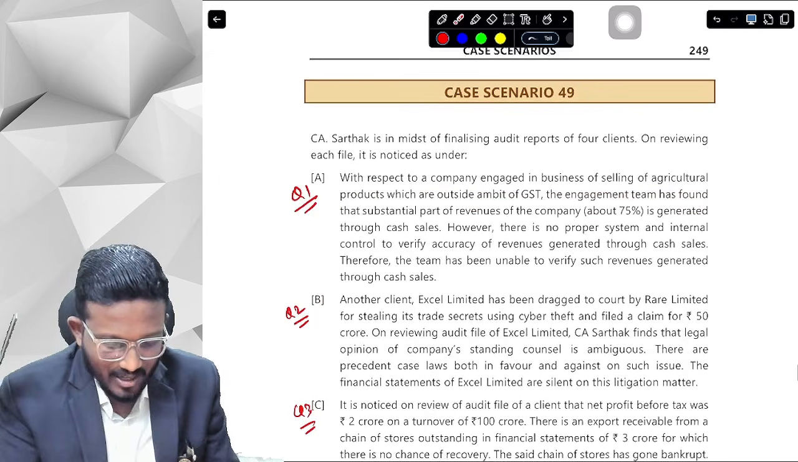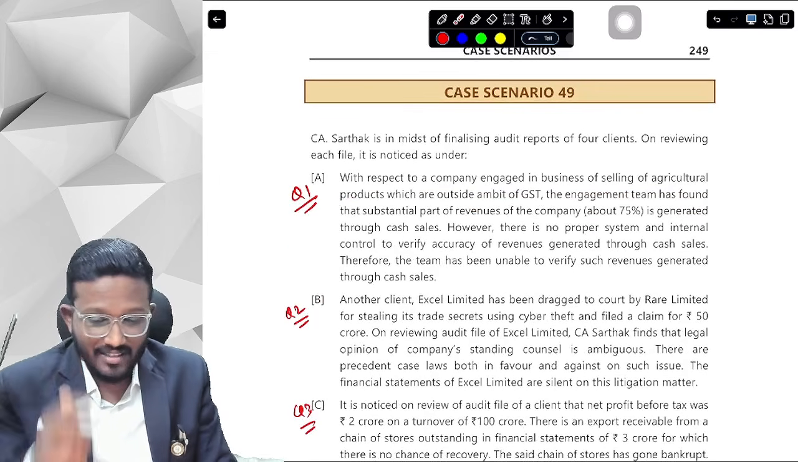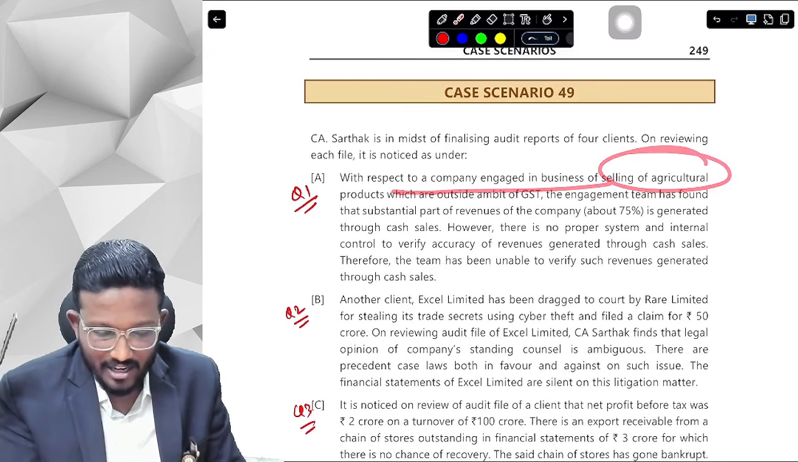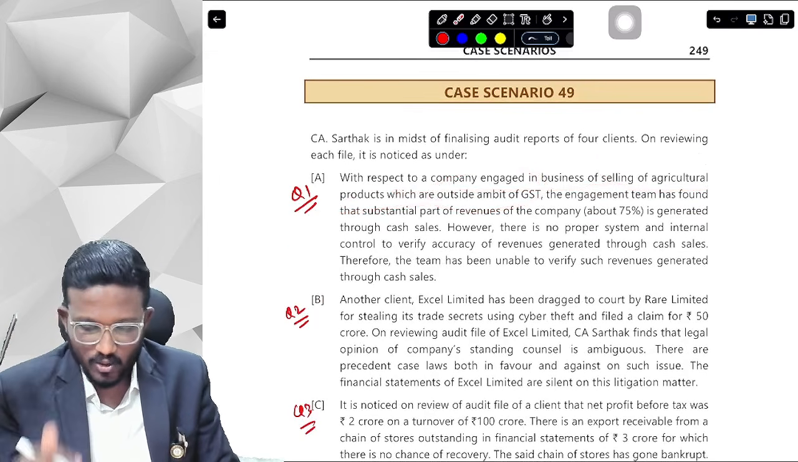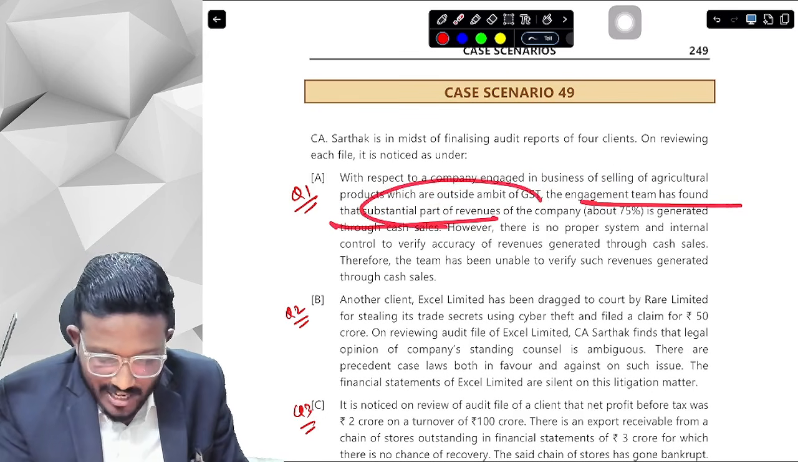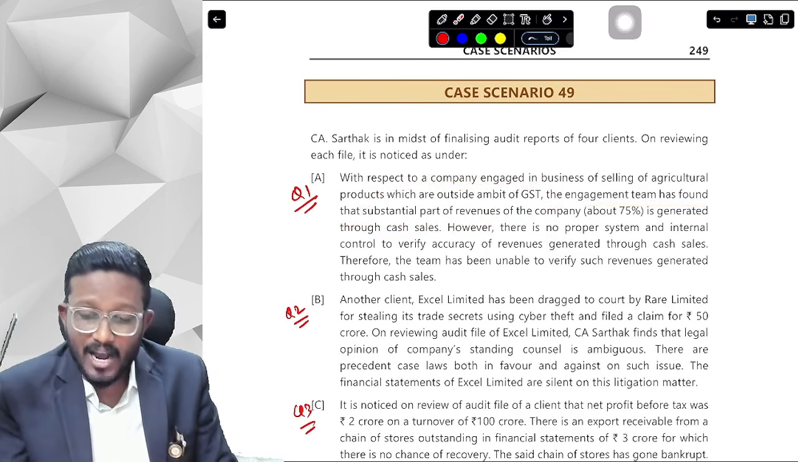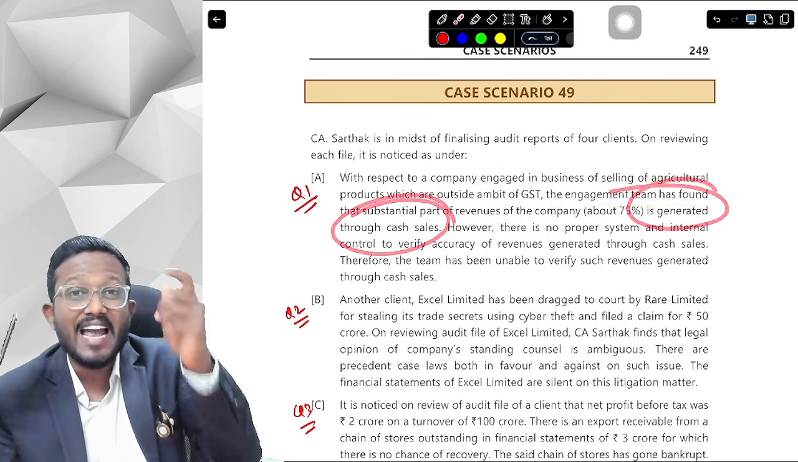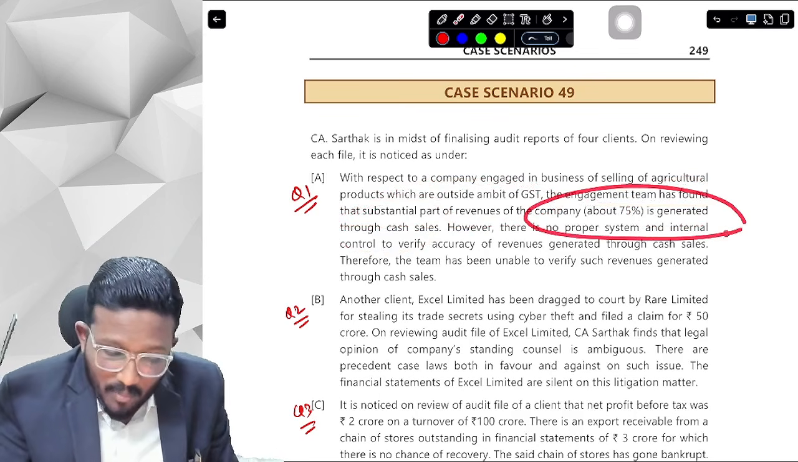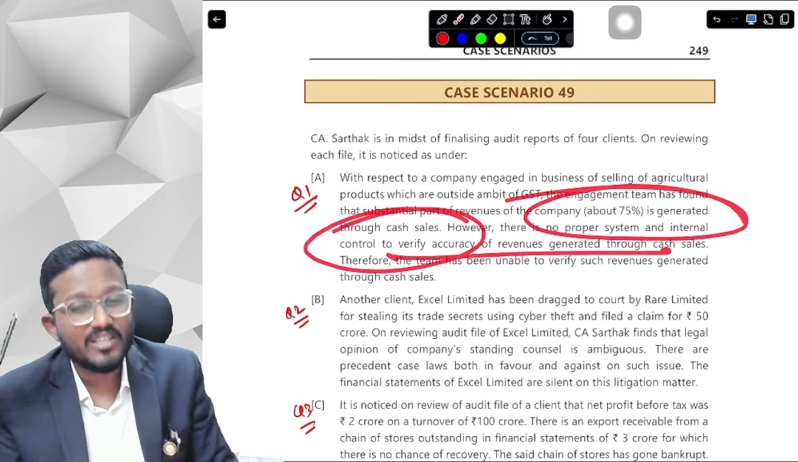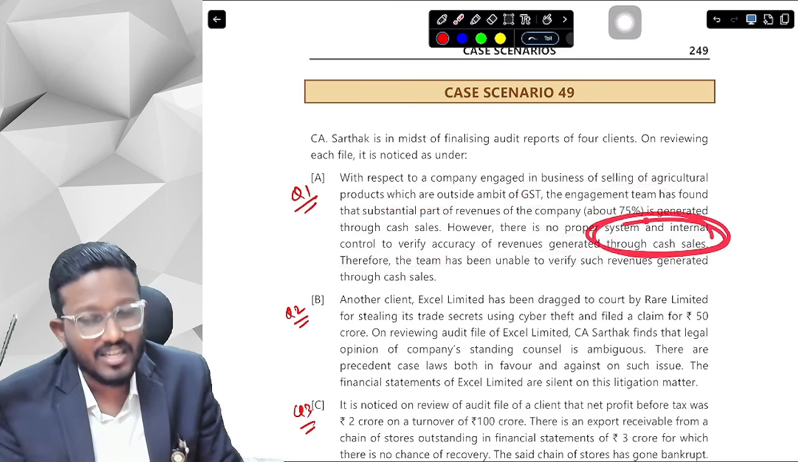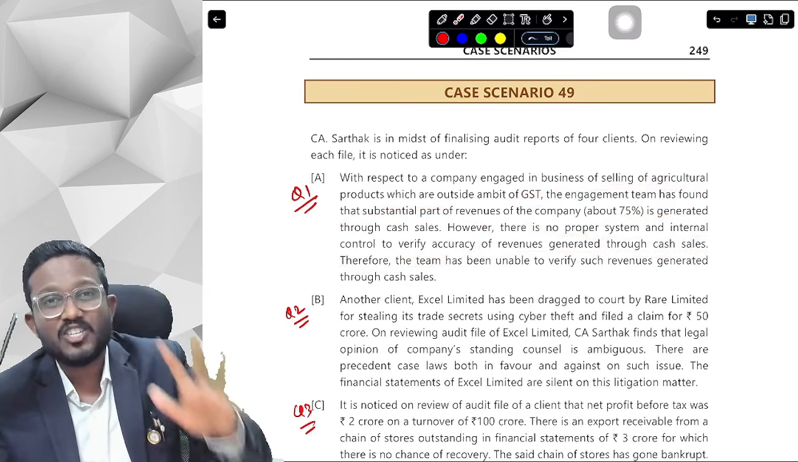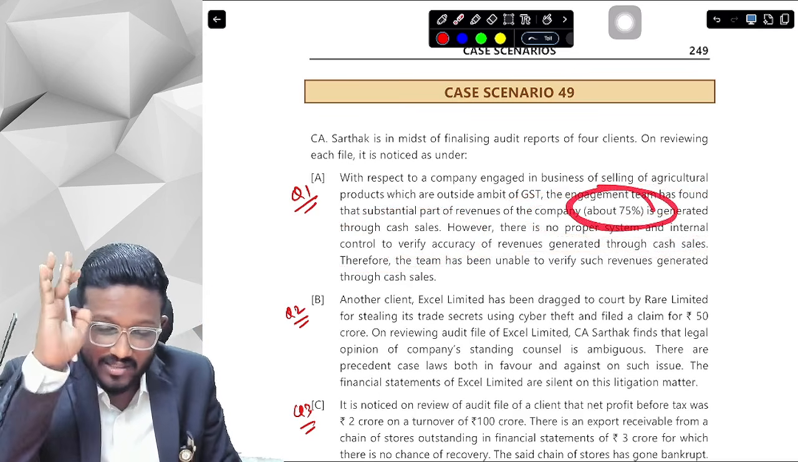What it is saying, sir, clause number 1, question number 1: there is a company which is engaged in selling of agricultural products which are outside the ambit of GST. The engagement team has found that a substantial part of revenues, 75%, is generated through cash sales. However, there is no proper system and internal control to verify the accuracy of revenue generated through cash sales. Means I am not able to obtain sufficient and appropriate audit evidence for 75% of the revenue.